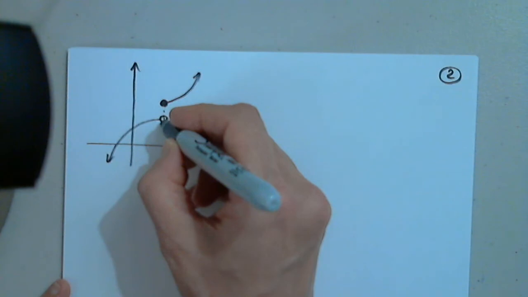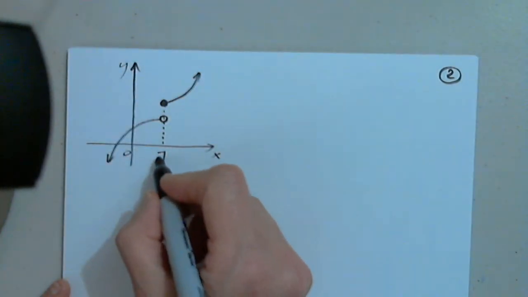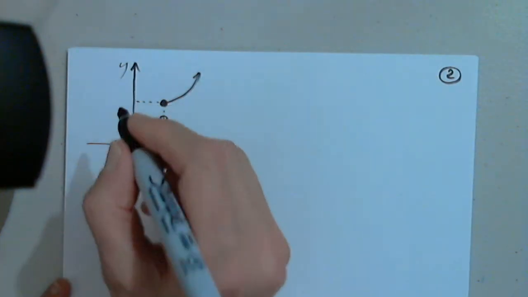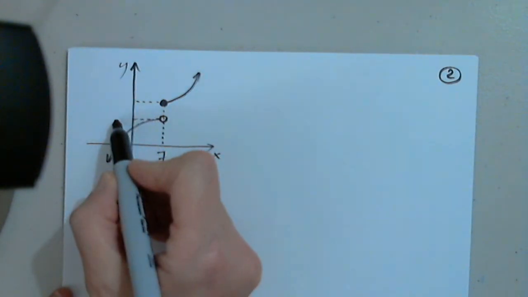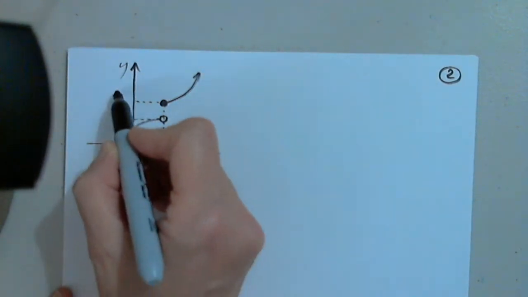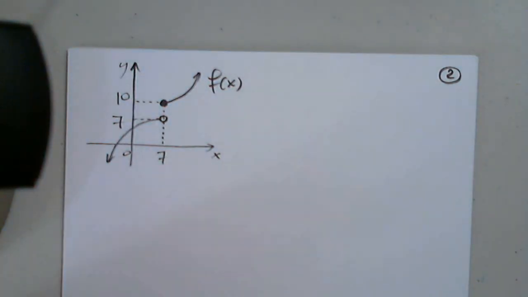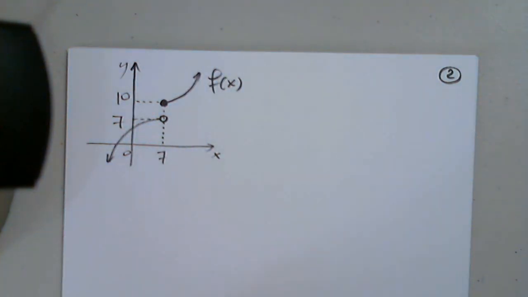Give me a number here. 7. Perfect. And give me 2 numbers here, anything you want. 7 and 10. 7 and 10 is good. This is a function f of x. How do I know? By the vertical line test. This is a function.